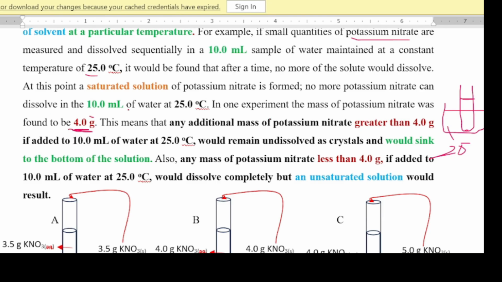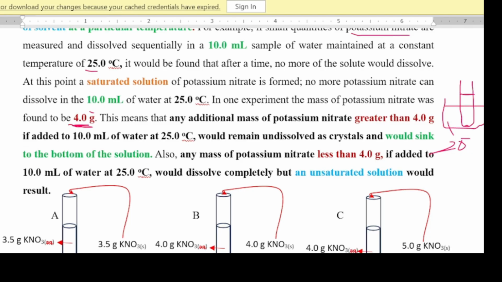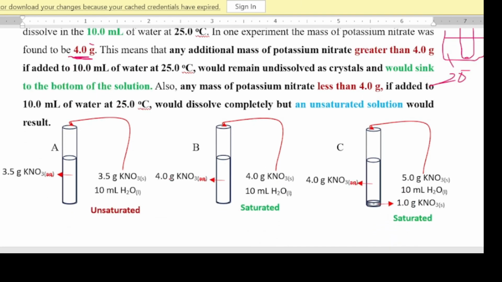Okay. So I'll give you some scenarios here at the bottom. Let us say this is one of the test tubes there. You have 10 milliliters of water inside there. And you put inside there 3.5 grams of potassium nitrate. So that's dissolved inside there, okay? You have that inside, okay? What kind of solution would you call that?